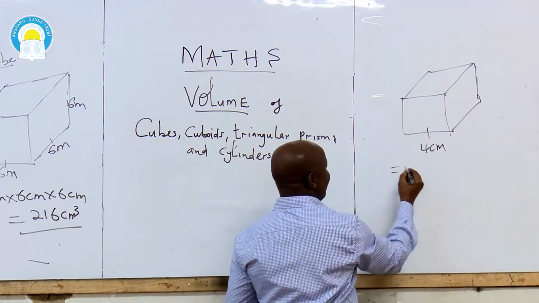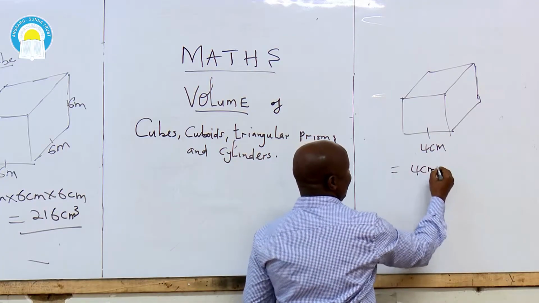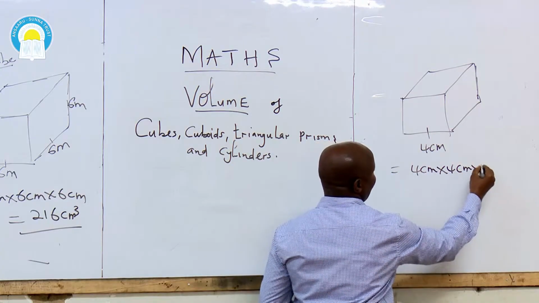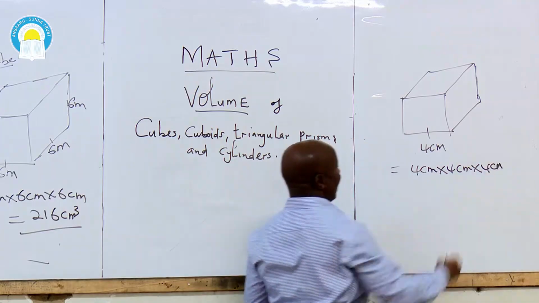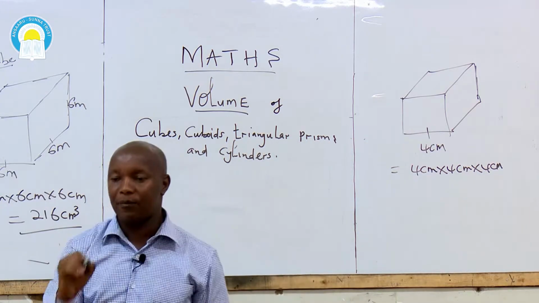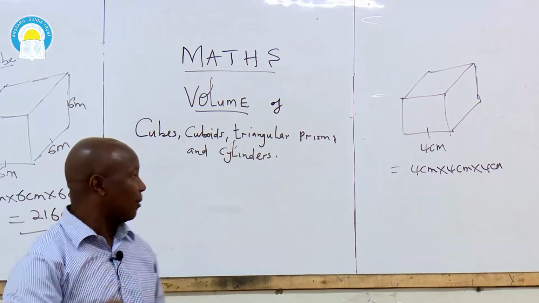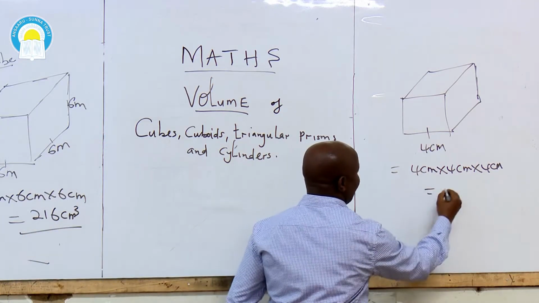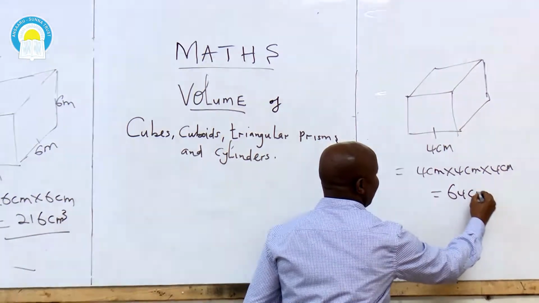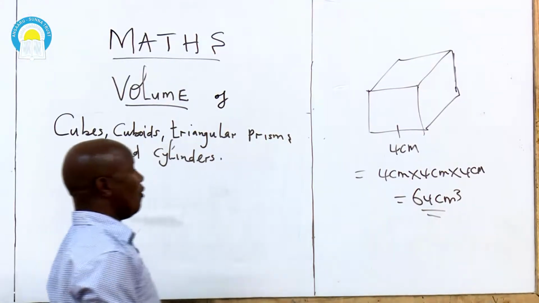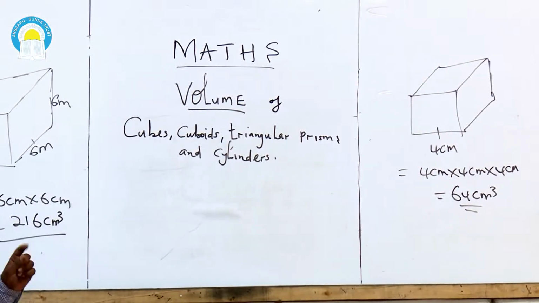So in our case here we have 4 centimeters multiplied by 4 centimeters multiplied by 4 centimeters. Class, 4 multiplied by 4, you get 16. 16 multiplied by 4, our answer becomes 64 cubic centimeters. That's the volume of a cube and a cuboid.